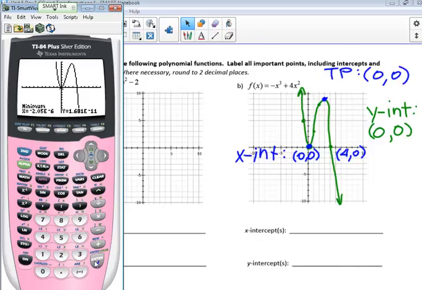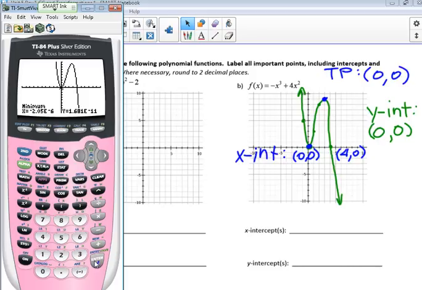I don't know. You can call Texas Instruments and complain to them. Okay? So this is actually 0, 0 because e to the negative 6, scientific notation, 0.00000000000. Okay, so good. 0, 0. Perfect.